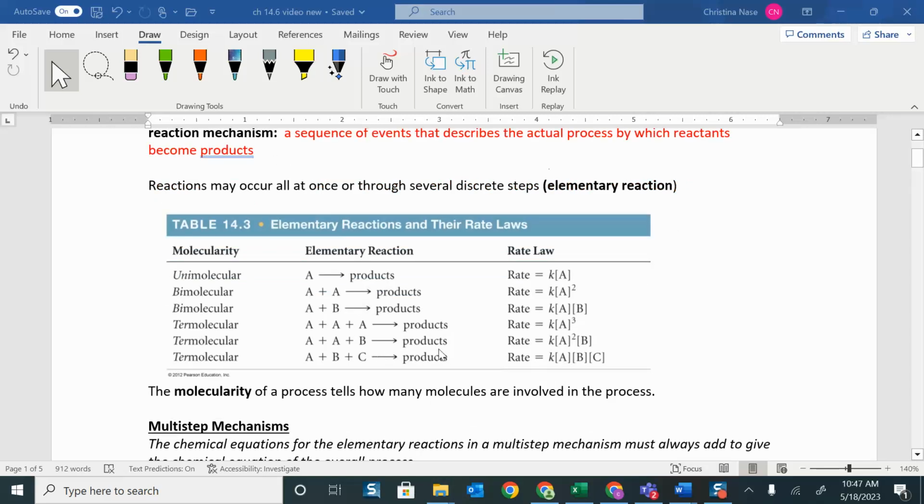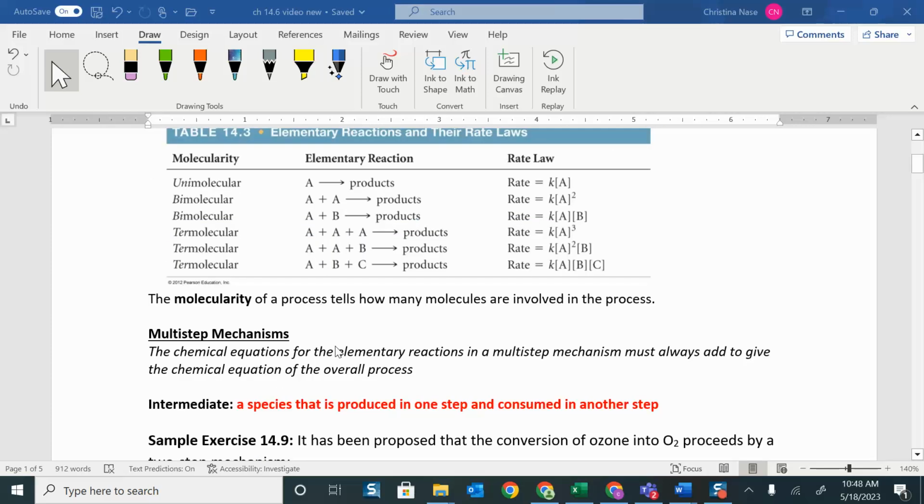Again, you can determine the rate law from the stoichiometry. If you have one reactant, the rate is equal to k times [A]. If you have two A's, it's k times [A] squared. If you have A and B, k times [A] times [B]. So it's always k times reactant times reactant. You don't even have to worry about the products. We're writing the rate law based on the reactants. Molecularity tells you how many molecules are involved.